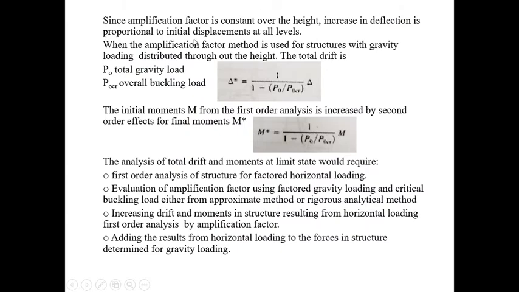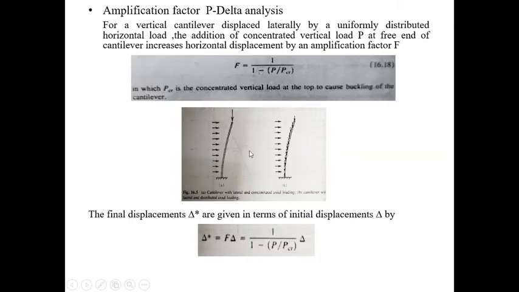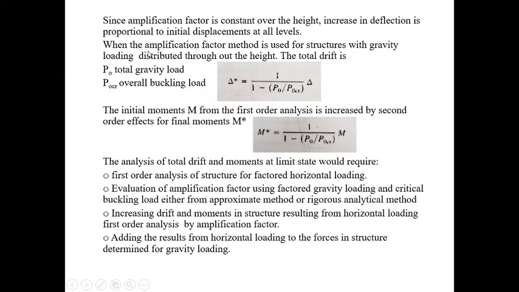Further, this amplification factor will be constant throughout the height, and the deflection increases in proportion to the initial displacement. So this F will be constant throughout the height. As the initial displacement increases, the final deflection also goes on increasing at each level. When the amplification factor method is used for structures with gravity loading distributed throughout the height, we find out the total drift.